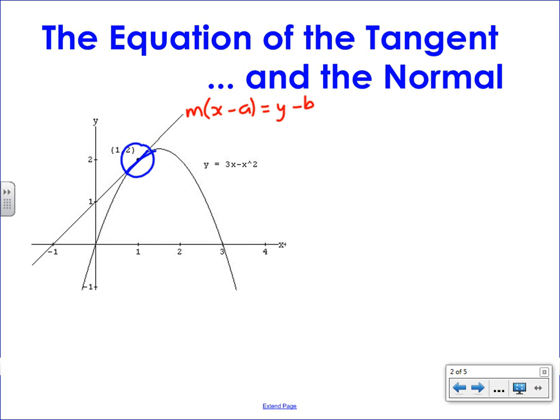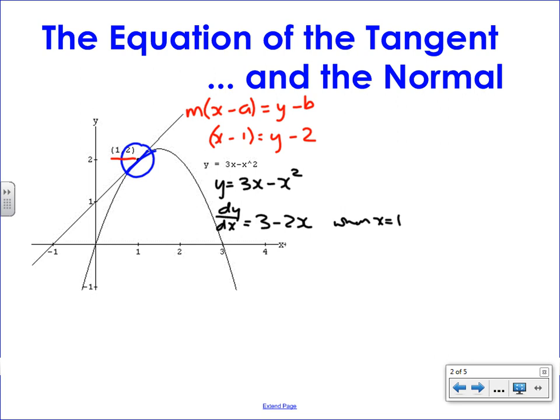And then we think about, do we know a point on the line? Yes, we do. (1, 2). Do we know the gradient? We're told that the graph is y equals 3x minus x squared. We want to know the gradient, so we differentiate. Then we say we want to know the gradient when x is 1, because this is the gradient at any point. When x is 1, what's the gradient? The gradient is 3 minus 2 lots of 1. The gradient is 1. Hooray!